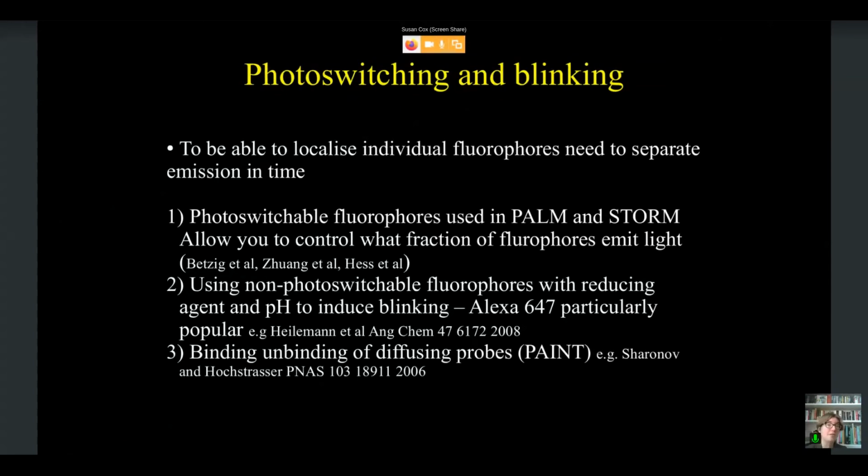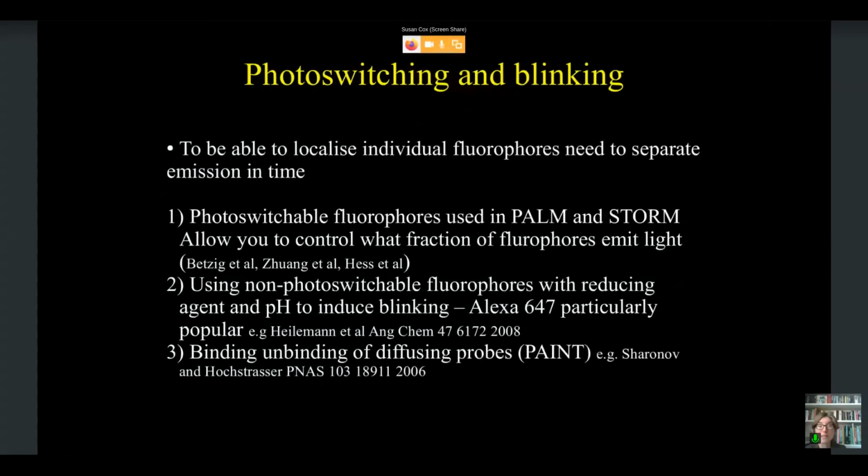You can have fluorophores which exhibit photoswitching behavior. So that's the basis behind PALM and STORM. So you have one laser channel which allows you to switch, and one laser channel which allows you to excite the fluorophore.